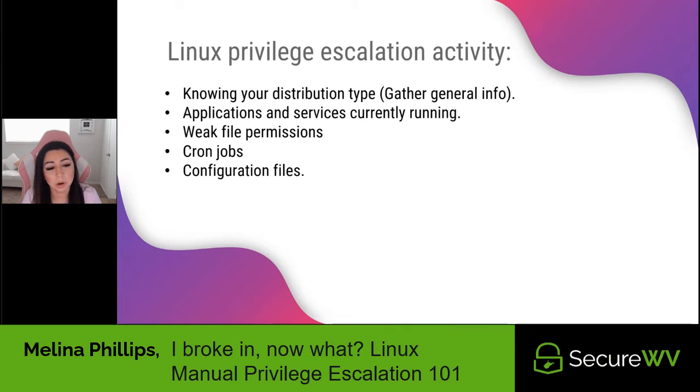So here's the interesting part about weak file permissions. In Linux, everything is a file. A folder is a file. A directory is a file. A user is a file. A file is a file. Anyway, so cron jobs, configuration files. Going a little bit back into weak file permissions, if you're able to write into a file, you're good to go. You should be able to write whatever you want, including a reverse shell.